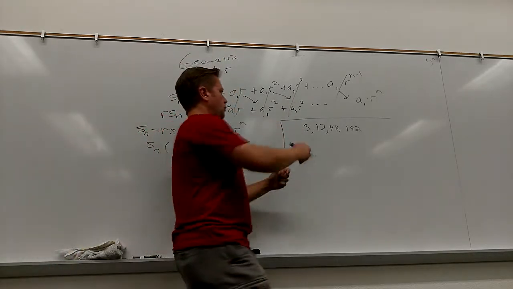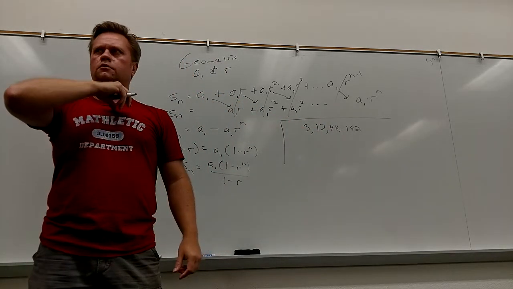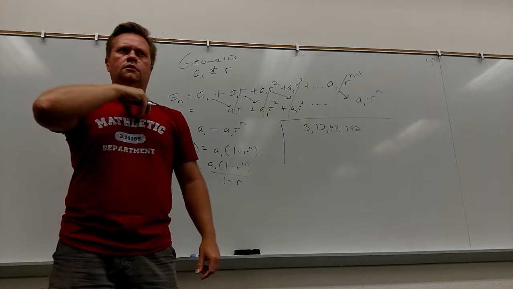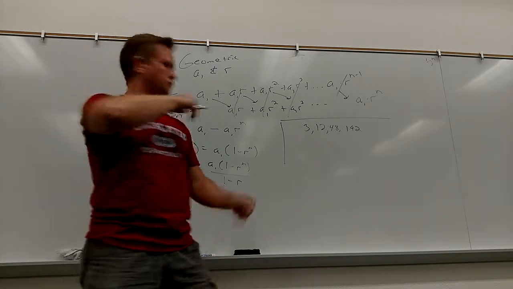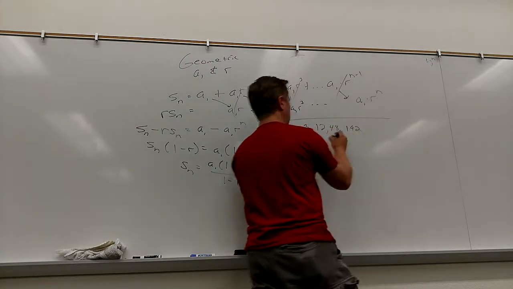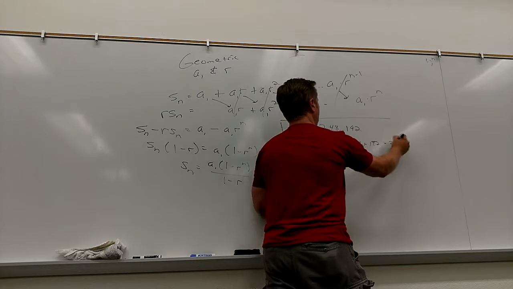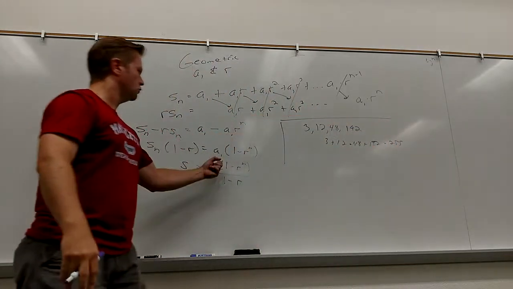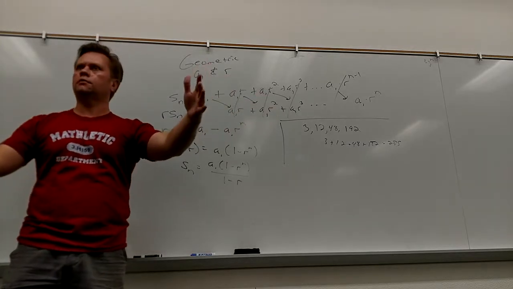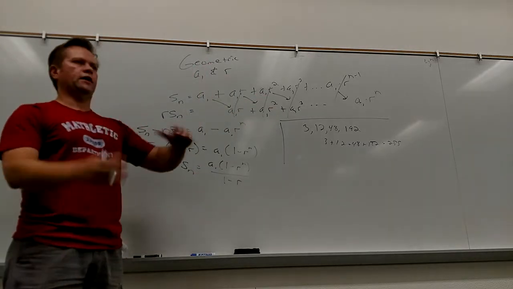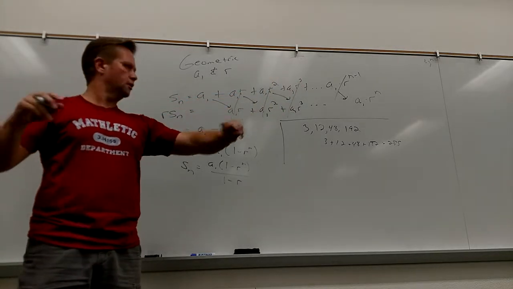I like it. When you add those up, what do you get? 255. Okay. So when you add those up, 3 plus 12 plus 48 plus 192 is, we know that. We wouldn't use this formula if that was the problem. I could just add them up. I can see them all. I would only use this formula if they asked me, add up the first 720. Oh my God, I don't want to write them all down.